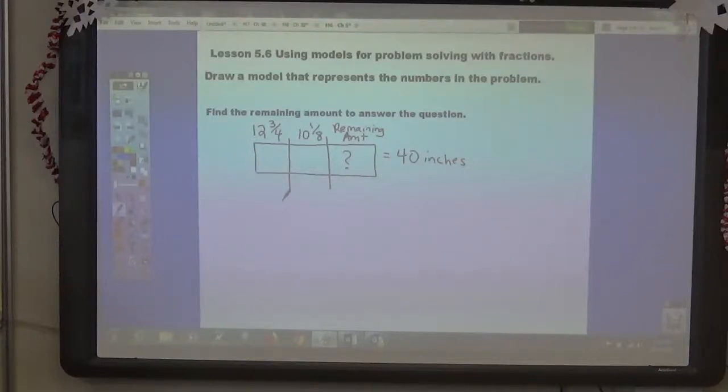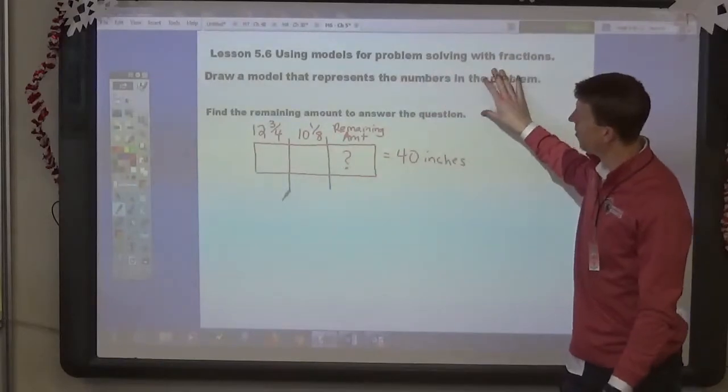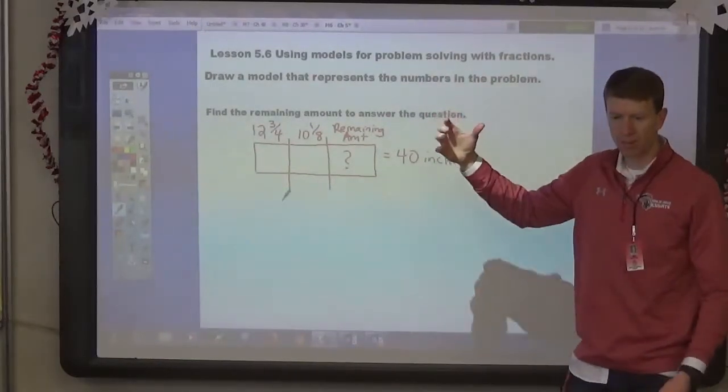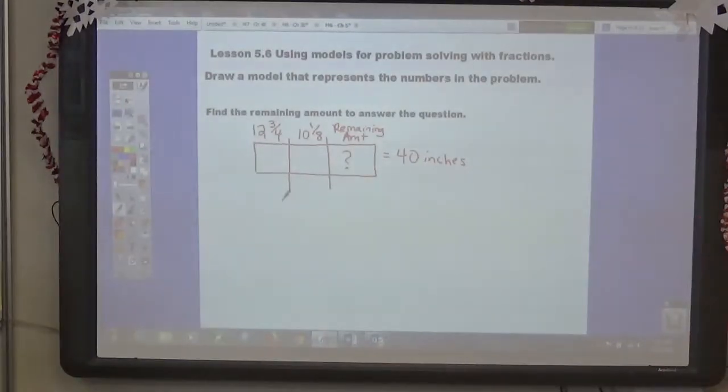Okay, sixth graders. So in lesson 5-6, we're going to talk about some questions that you have to answer when you're given a situation and you have to find the remaining amount to answer the question. The answer is the remaining amount. Okay? So what do I mean by remaining amount? Well, let's look at this first question on your sheet.